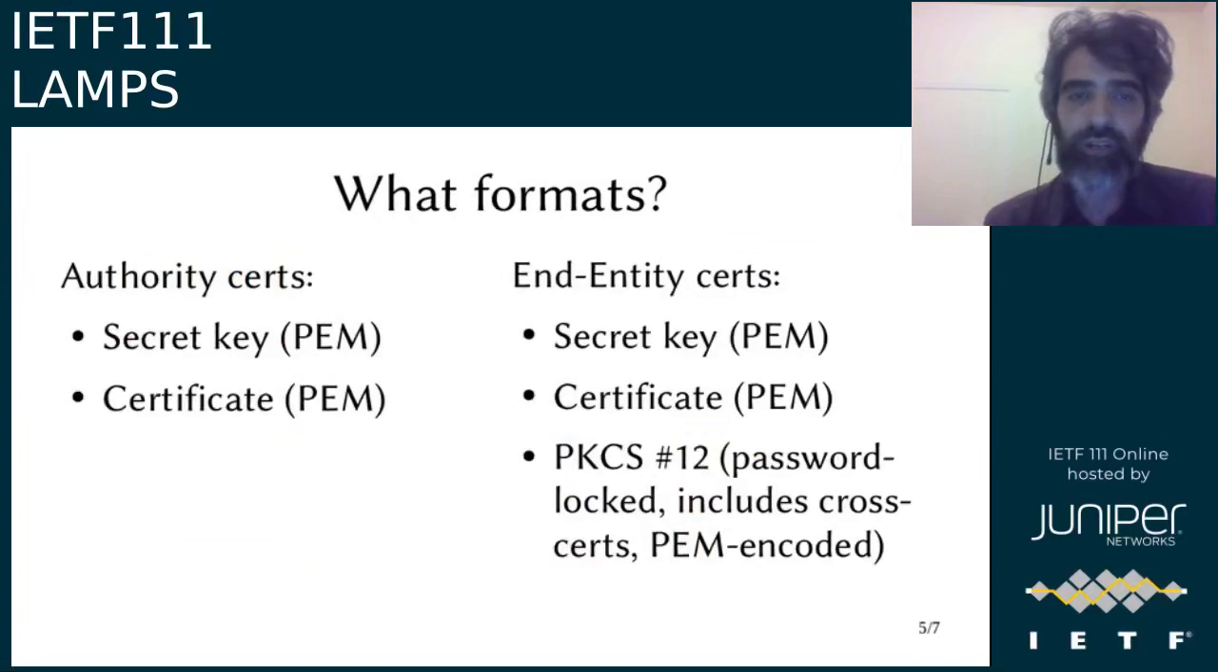So the certificate authorities are just secret key and certificate, both PEM encoded. For the end entity certs, we have the same: secret keys, PEM encoded, and certificates, PEM encoded. And then for each end entity, Alice, Bob, Carlos, Dana, we have one PKCS12 blob that is password locked. It includes both certificates, both keys, and the cross certificates that are needed. And of course, that PKCS12 blob is PEM encoded so that we can include it in the draft.